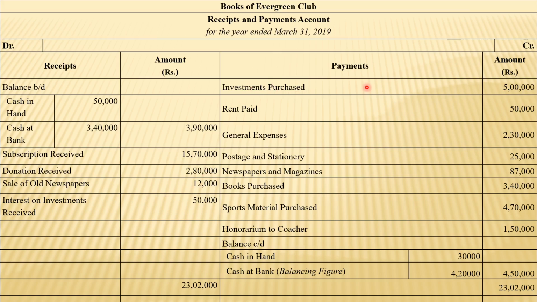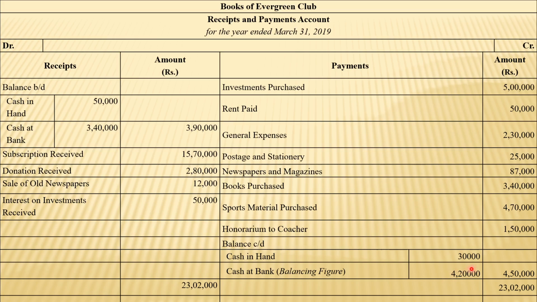Now on this side, the expenditure side or payment side: investment purchase, rent paid, general expenses, postage, stationery, newspaper, magazine, books purchase, sports material purchase, honorarium to coaches. Now afterward, we have to balance. First we add the debit side. The total debit comes to 23 lakhs and 2,000, and if you add the total credit side, the difference comes to 4,20,000, and that gives your balancing figure, that is the cash at bank balance. That was missing, and by preparing this receipts and payment account, we got this amount.